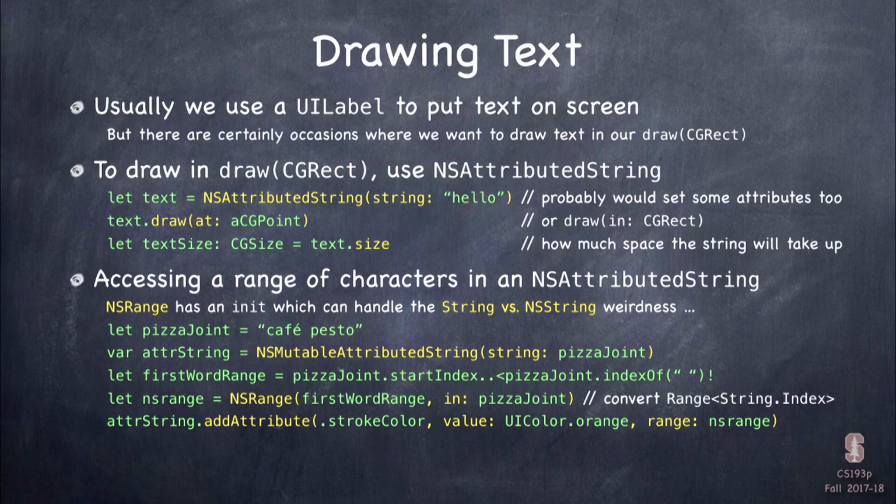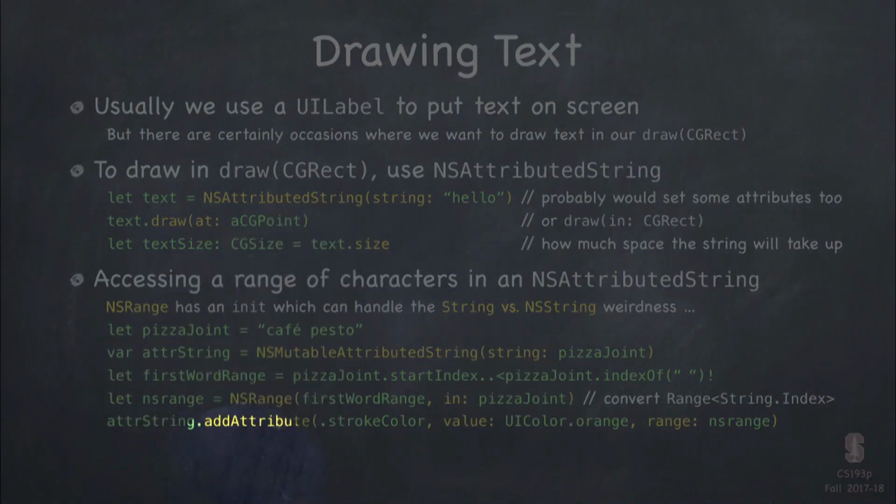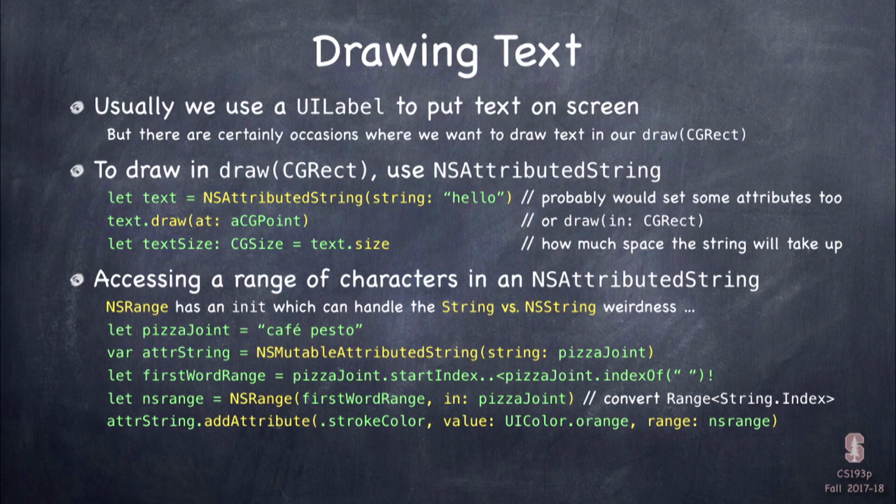Now you can call methods on NSAttributedString, like addAttribute, which adds a single attribute at a certain range of characters. And look at the argument, range: NSRange. Now you have an NSRange to give it. Okay?